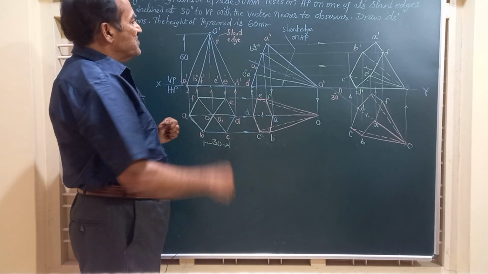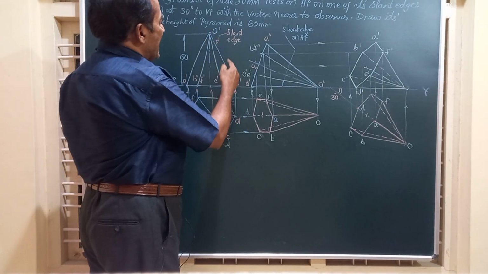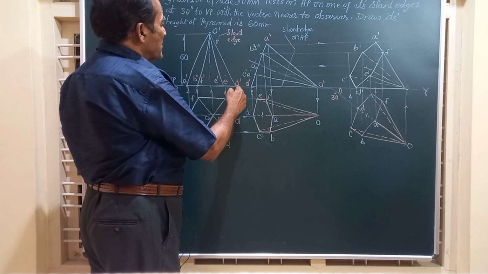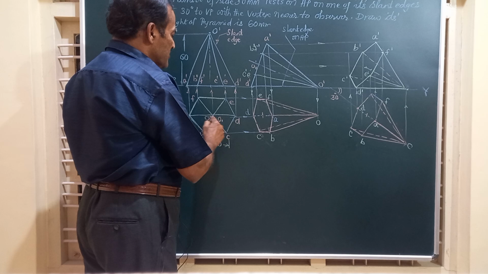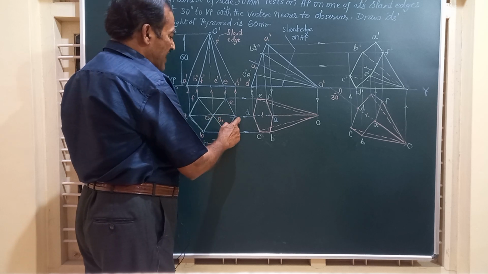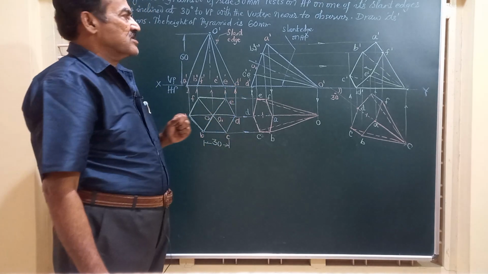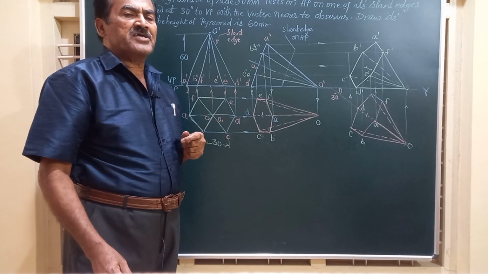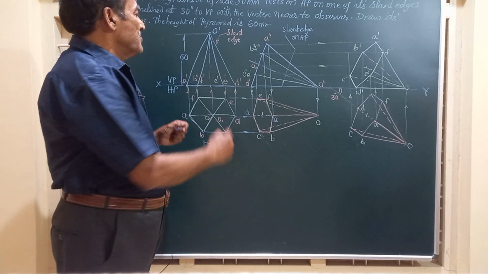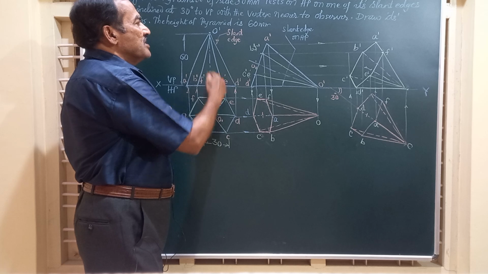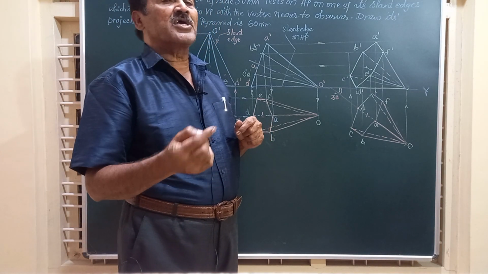Now friends, if you observe the front view, you will see that it has a slanted edge O dash D dash, which is parallel to this OD. Since OD is parallel to VP, this is in its true size, and the line O dash D dash represents one of the slant edges of the pyramid which is inclined to HP. In the question it is said that it has to be on HP.